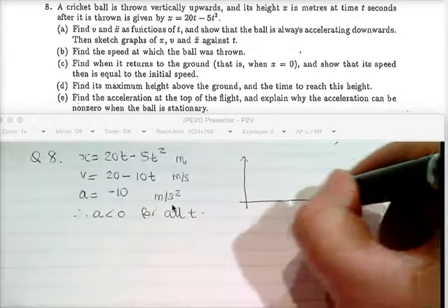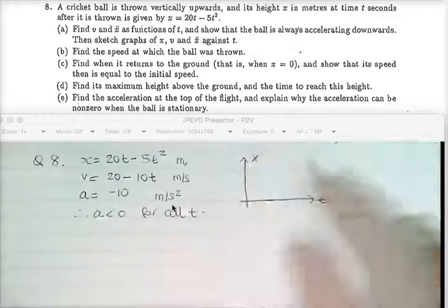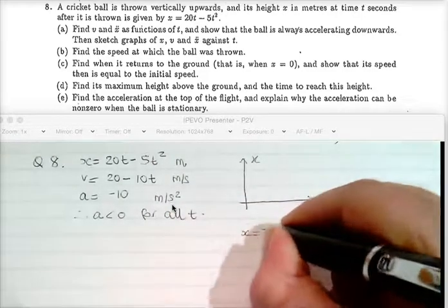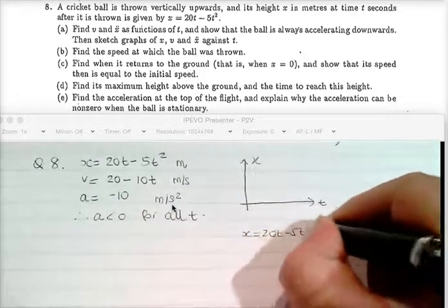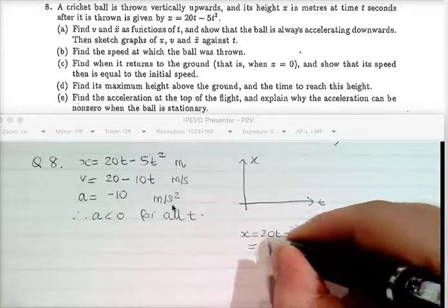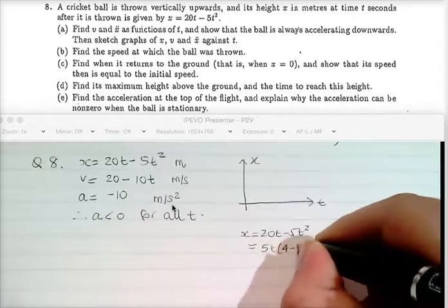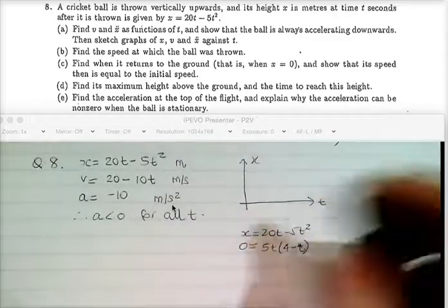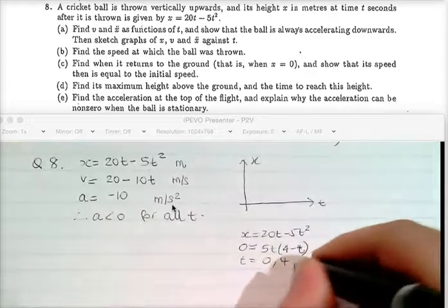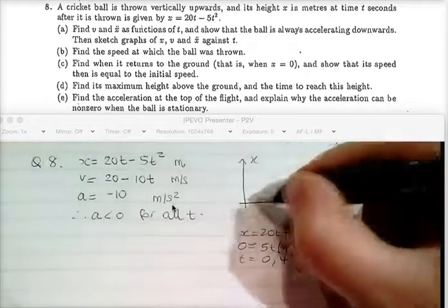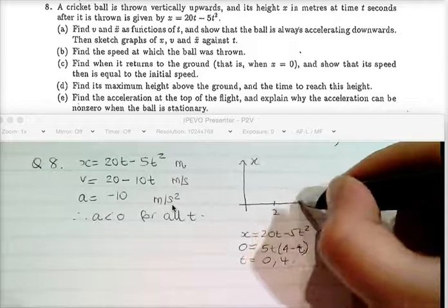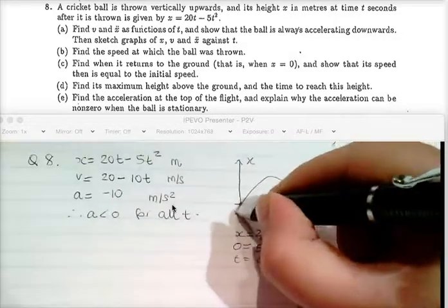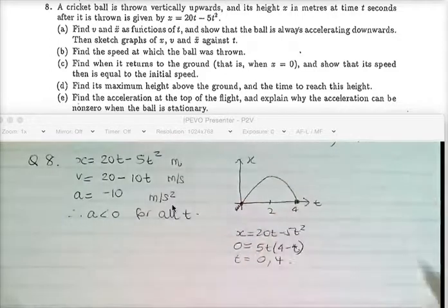Your first curve, that's just a concave down parabola. If you factorize it, you'll be able to get the intercepts, the t-intercepts. And therefore, if you put x equal to 0, you'll get that your intercepts are at 0 and at 4. It just starts at 0, so don't have it starting earlier, and it stops at 4.